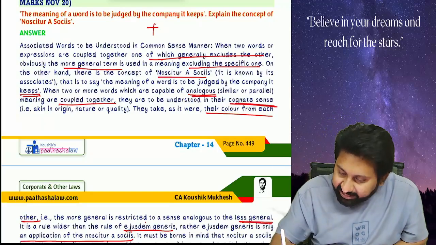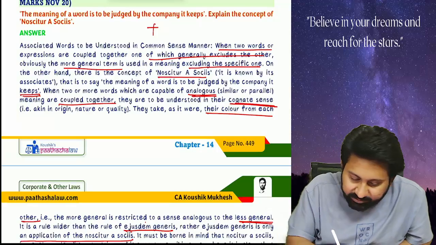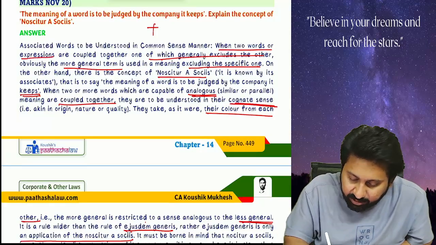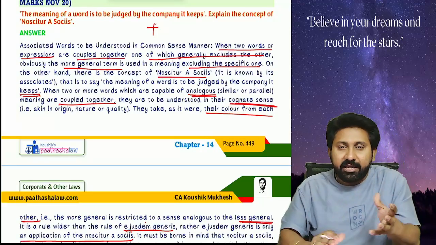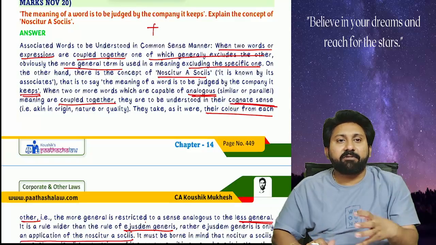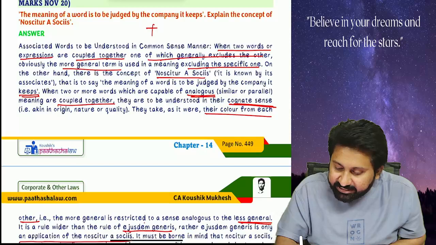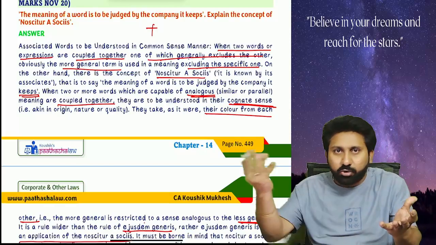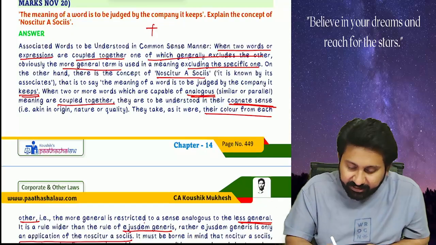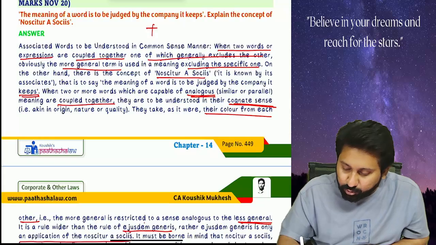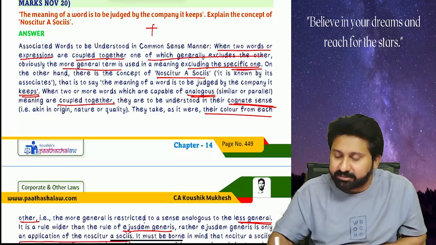See here what he is saying. When two words or expressions are coupled together, here for example, wild animals and birds, I used two words, one of which generally excludes another. Yes, wild animals don't include normal birds. Obviously, the more general term is used in the meaning excluding the specific one.